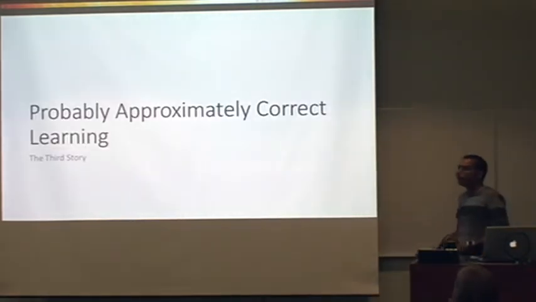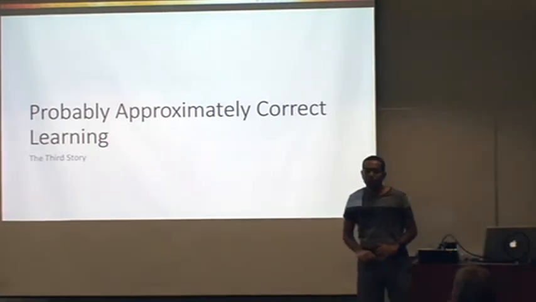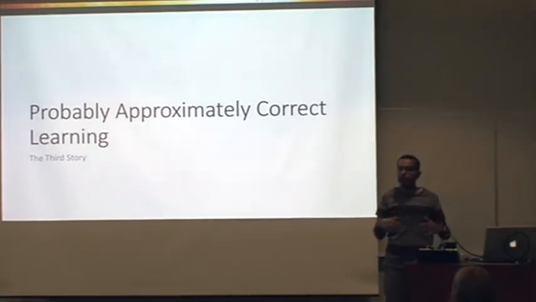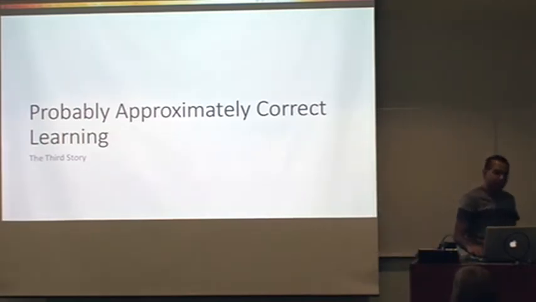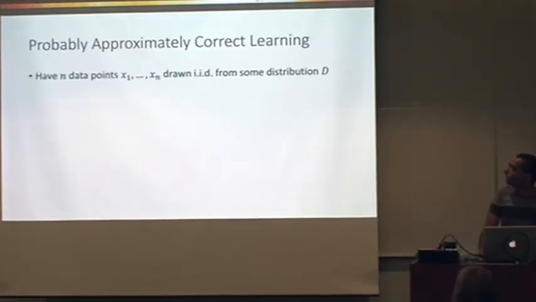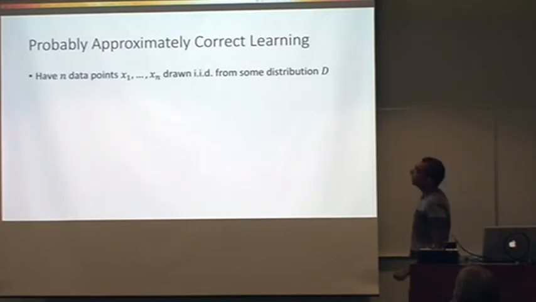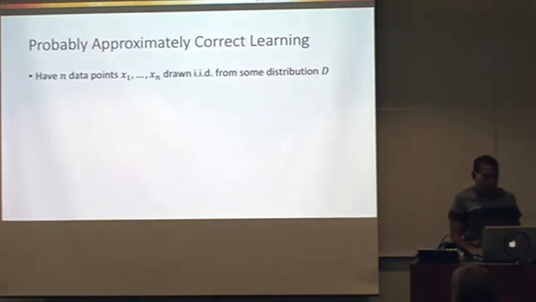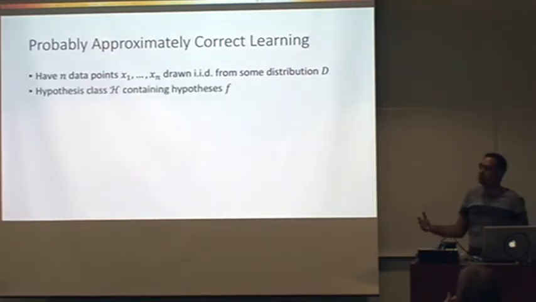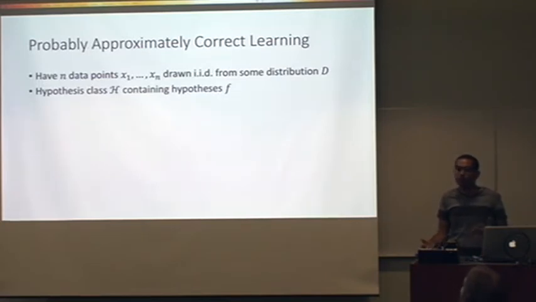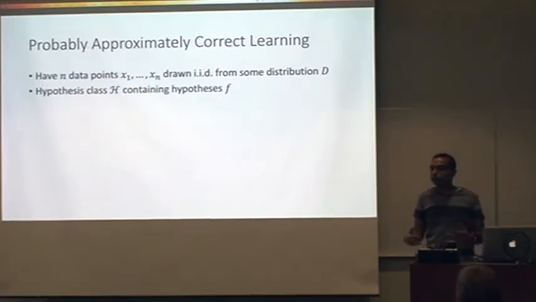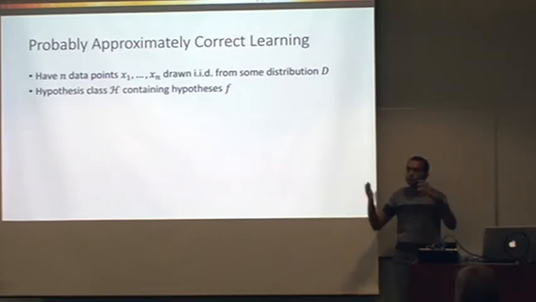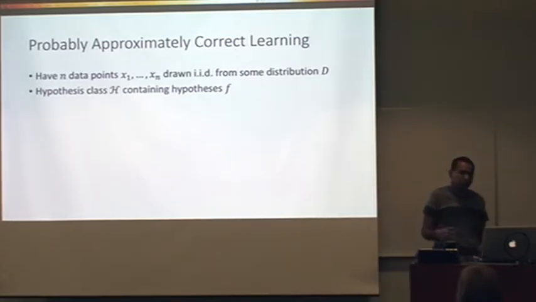The third story comes not from Bayesian inference, but from the whole side of machine learning that's called PAC learning, probably approximately correct. The setup there is that you have n data points, x1 through xn, and you're assuming now that they're drawn independently from a data distribution. And you have some hypothesis class, right? So for example, if you're doing binary classification, the hypothesis class could be the set of all rules that separate the positive class from the negative class. So if you're doing linear separators, then the hypothesis class will be the set of all linear separators.